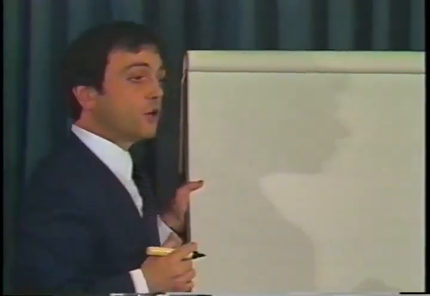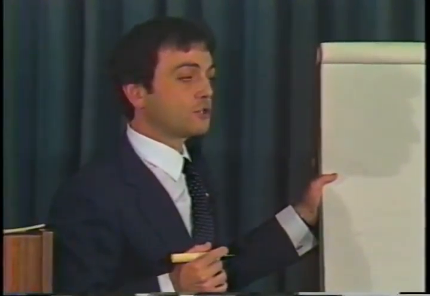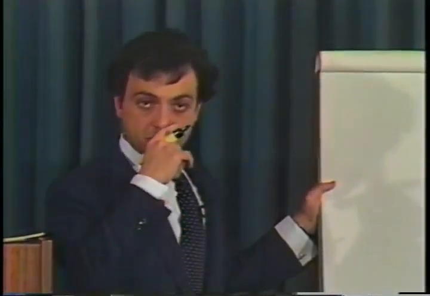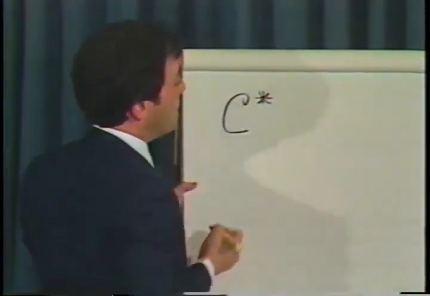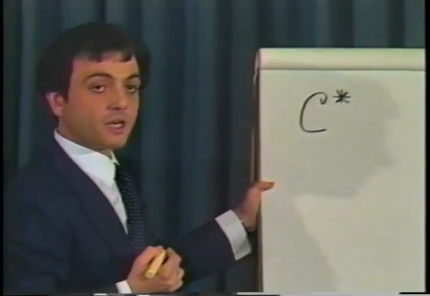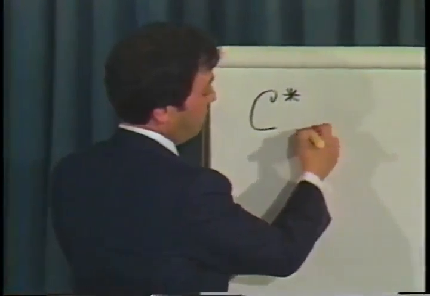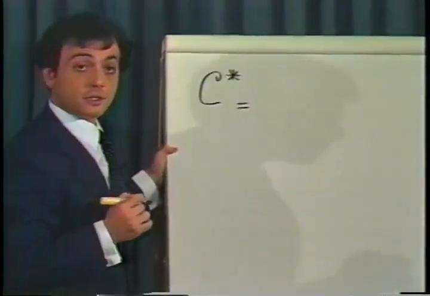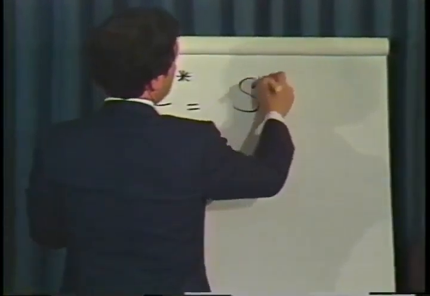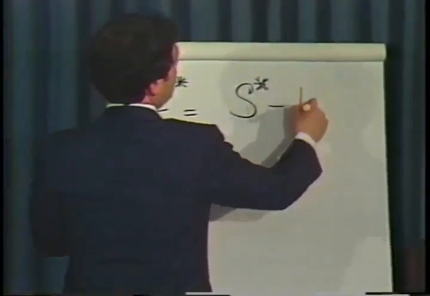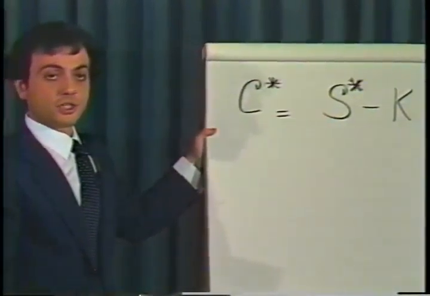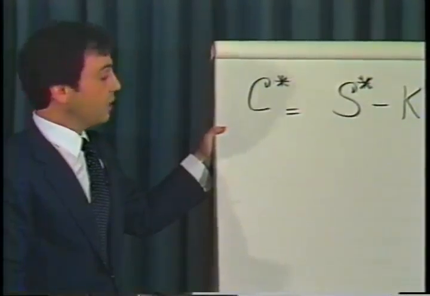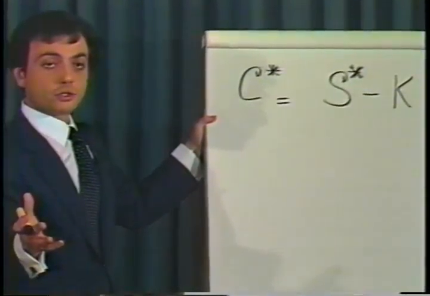Now, what is the price of a call option, the intrinsic value of a call option at maturity? A call option at maturity, by a star, I will mean the maturity value. The value of the stock minus the strike price, right? That is the value of the call option at maturity, the intrinsic value. Okay. We are living in a deterministic world.